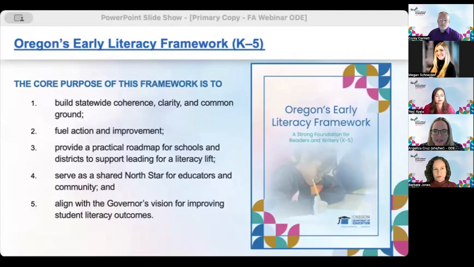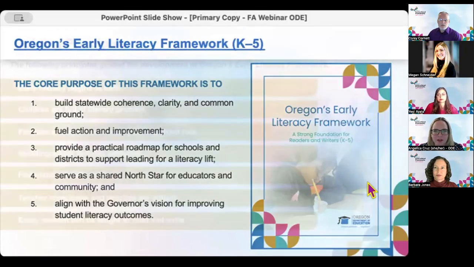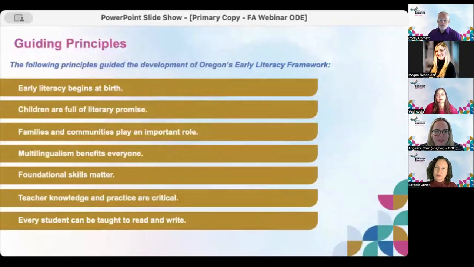There are seven guiding principles upon which the framework builds on our next slide here. The first is that early literacy begins at birth. Children are full of literary promise. Families and communities play a vital role. Multilingualism benefits everyone. Foundational skills matter. Teacher knowledge and practice are critical, and every student can be taught to read and write.